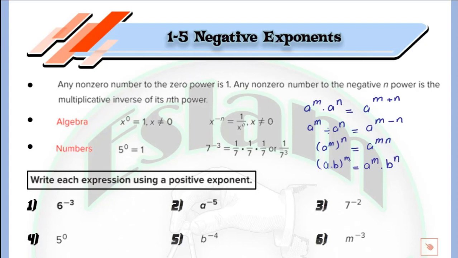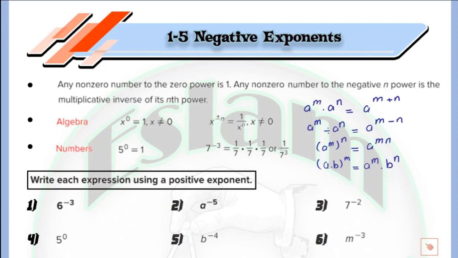Now we will talk about the negative. But before we start, suppose we have x raised to the power 0. For any number raised to the power 0, the answer will be equal to 1, but this number is not equal to 0. Suppose that we have 5 to the power 0. It will be equal to 1. Whether this number is positive or negative, a fraction or decimal, raised to the power 0, the answer will be equal to 1. But this number cannot be equal to 0.